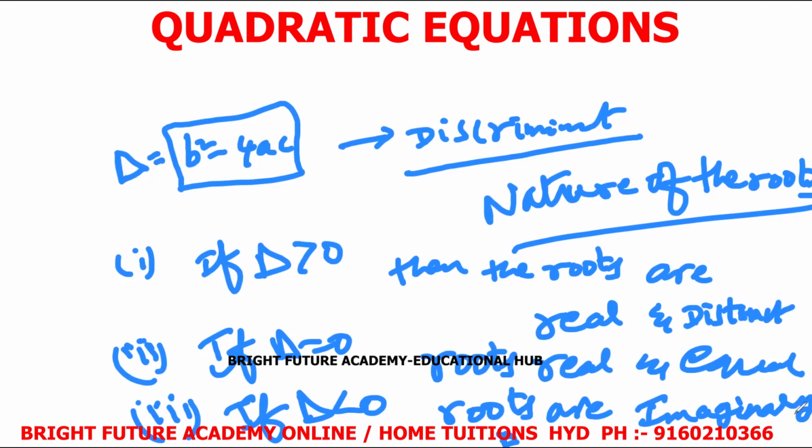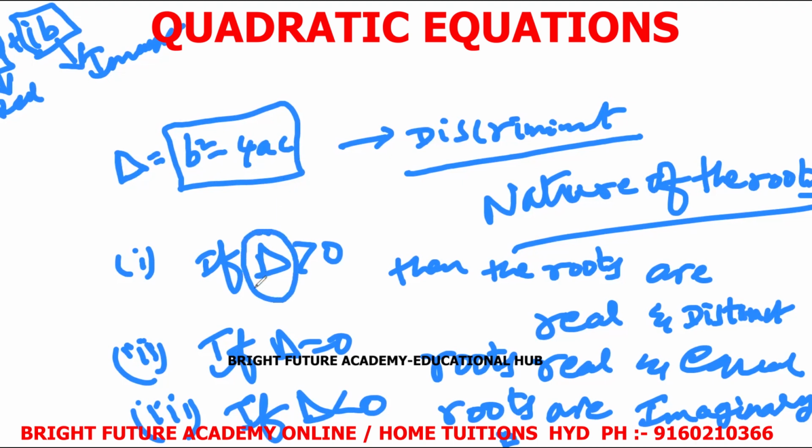Suppose a plus ib is there. This is what? Complex number, where a is the real part and ib is called what? Imaginary part. So if delta is less than 0, what kind of roots will it be? Roots are imaginary. So what is your observation? Instead of writing b square minus 4ac, we can use the symbol delta.